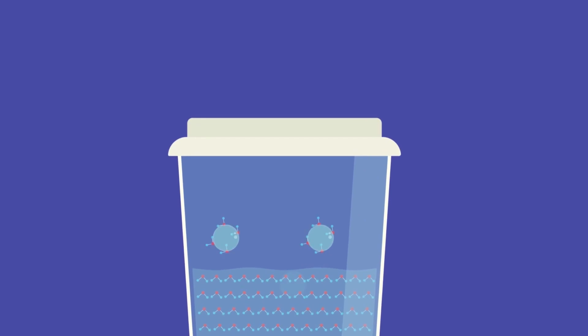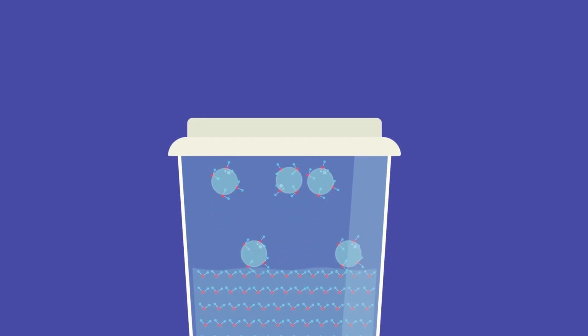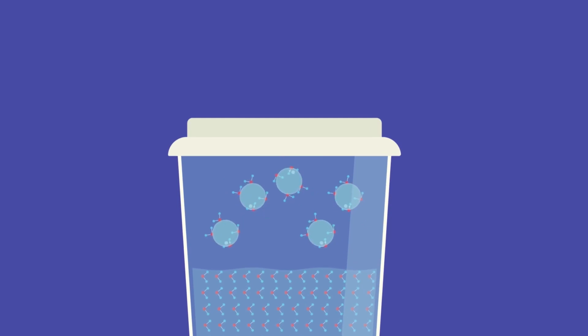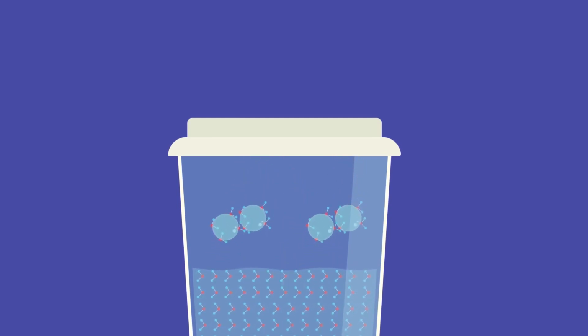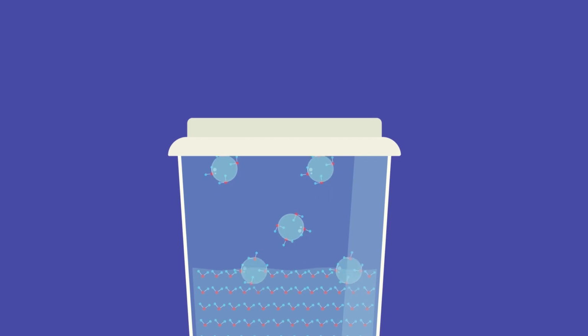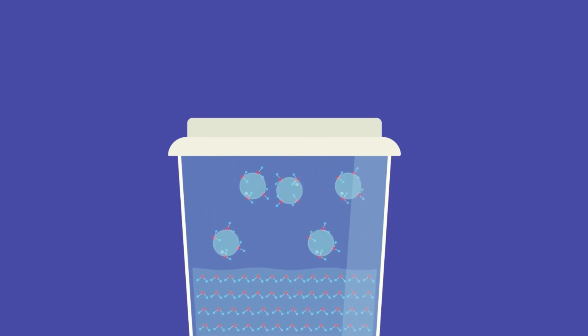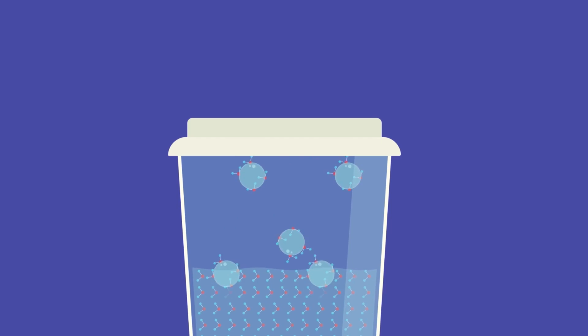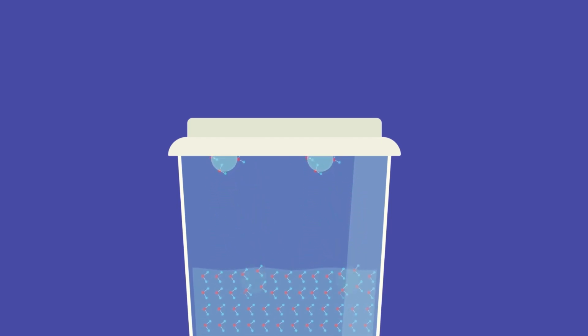What will happen if we put a lid on the glass? The water molecules will continue to vaporize. However, the vapors cannot escape from the glass because they are in a closed container. This leads to some of the vapors colliding with the liquid surface and condensing into liquid form again.